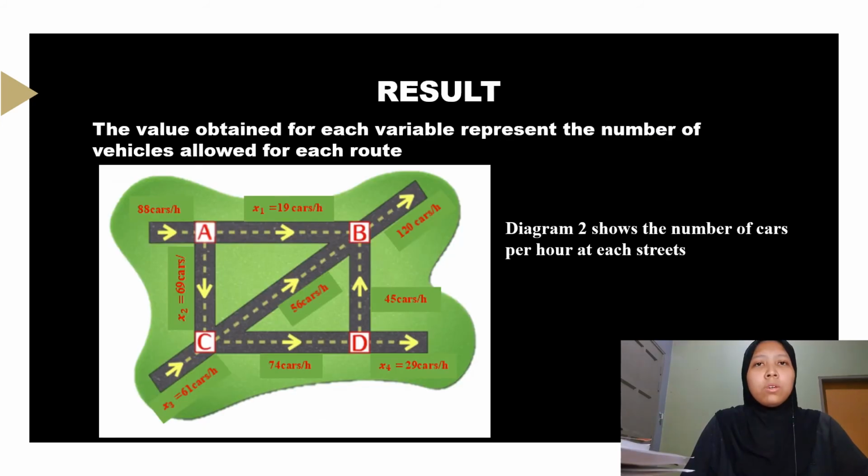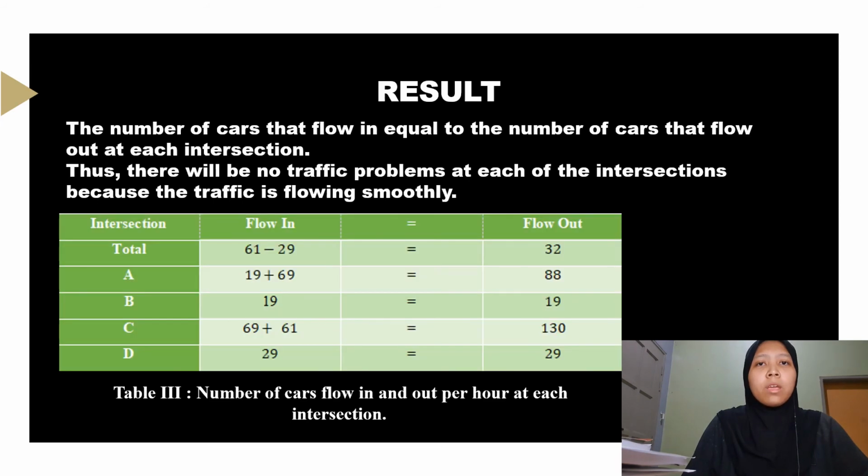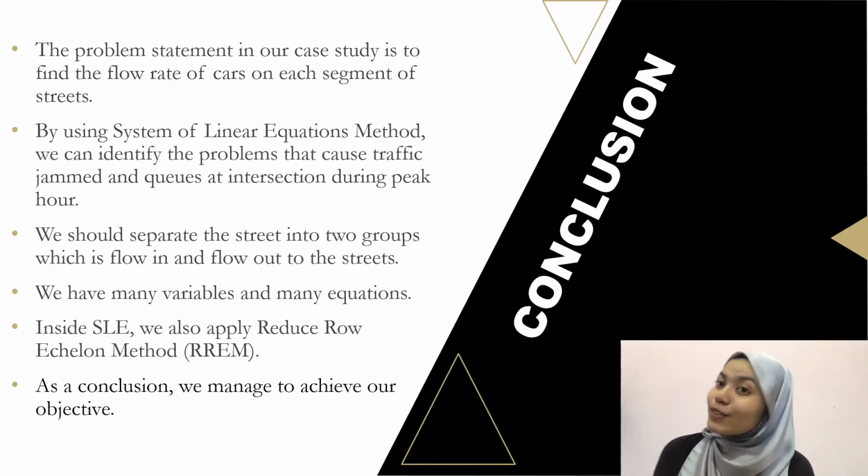So now we can substitute the values of all the variables that we got into each row. We get that the number of cars flowing in at each intersection equals the cars that flow out from that intersection. Thus, there will be no traffic problems. Alright, so we go to the conclusions.